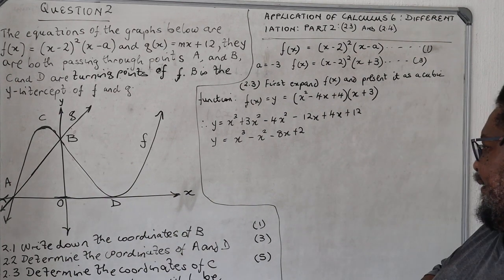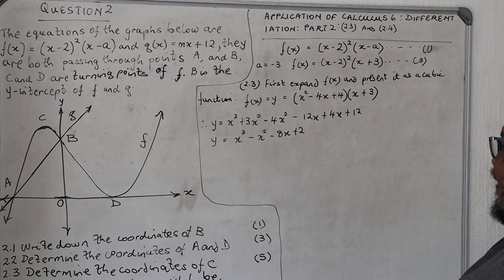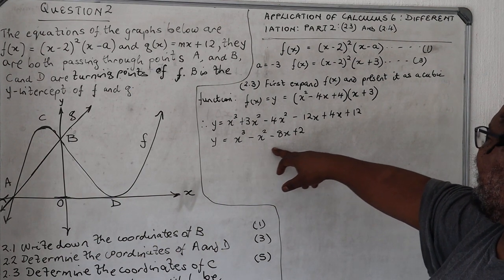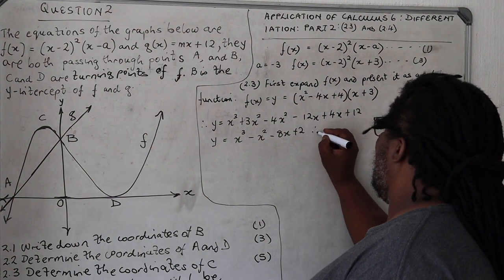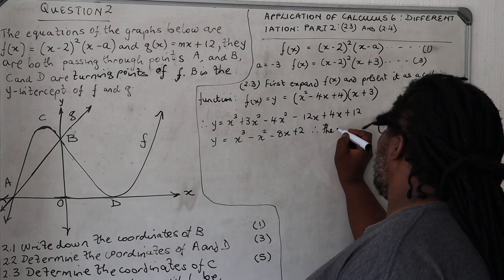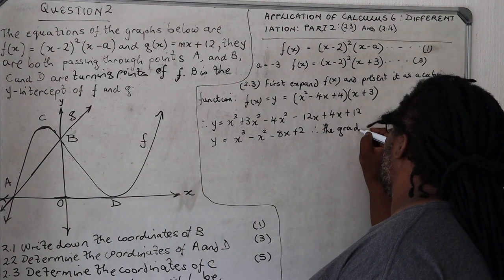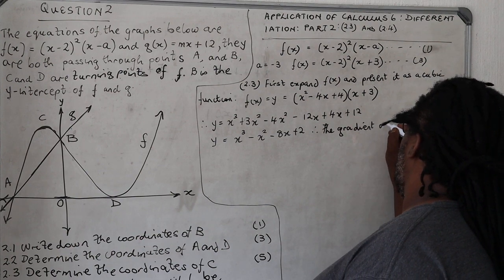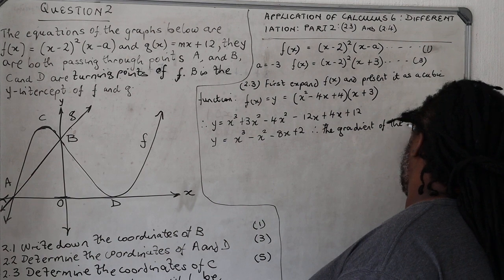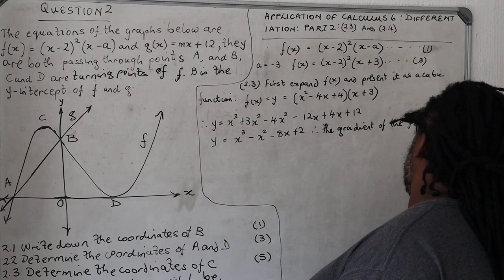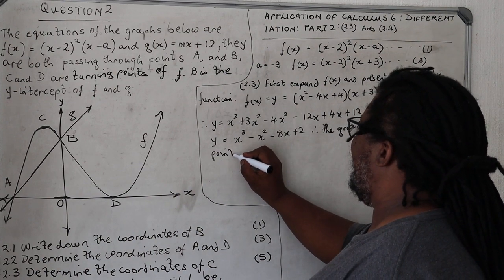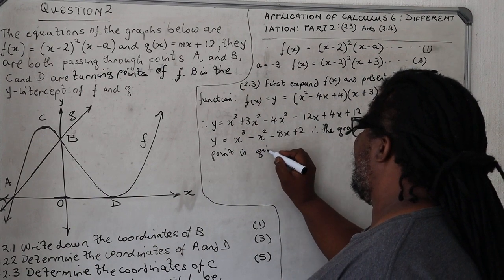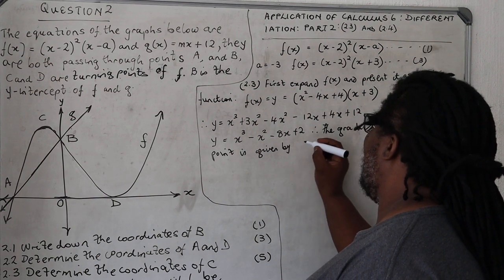So to get the turning point coordinates, we are looking at C. We equate the first derivative to 0. Therefore, the gradient of f of x at any point is given by the first derivative.